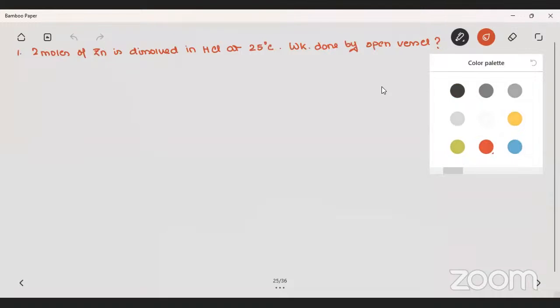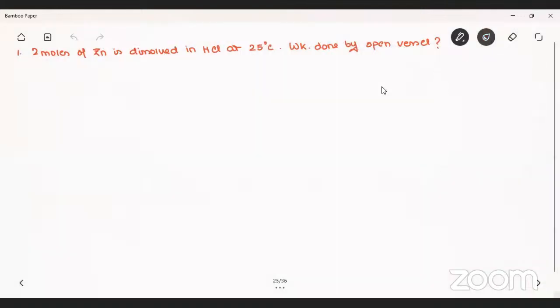Okay. So let's start with the first question. First tell me, which formula should I use for this? You can be wrong. Open container formula, I think, ma'am. Very good. So this is your keyword. In your question, you need to find this keyword.